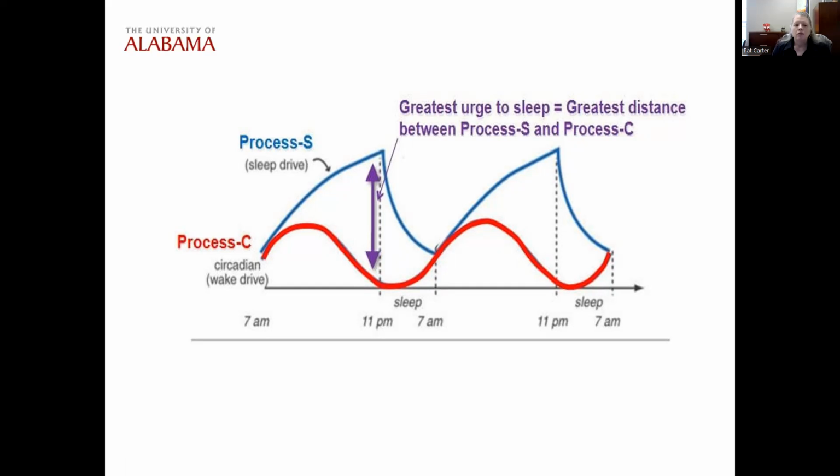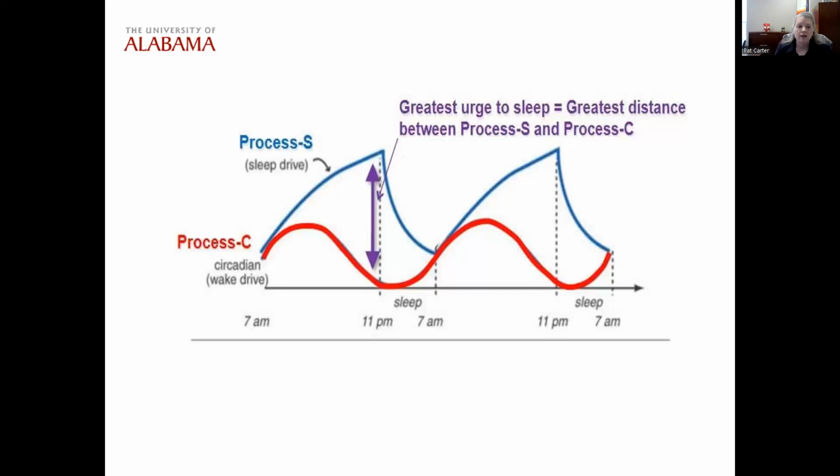This is really driven by two different sleep drives. Of course, human bodies have to be very complex. They can't be simple, right? So human bodies are very complex. And even this process of sleep is actually driven by two different physiological processes that are going on within our bodies at the same time. So these two processes are known as process S and process C.